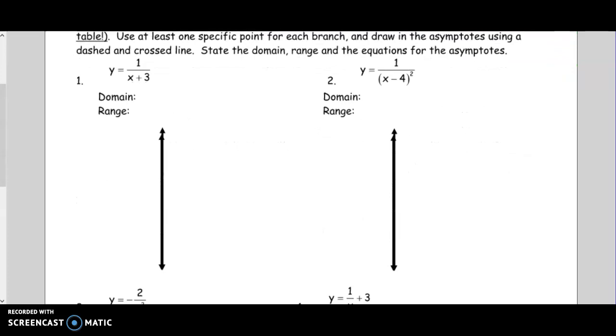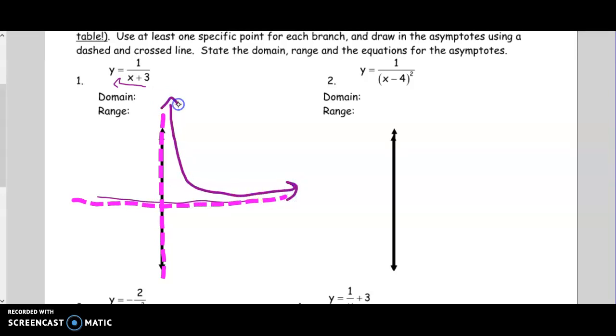So let's look at this one, number 1. It's just going to be the parent function that we previously had, but shifted left 3 units. Your parent function had a horizontal asymptote there, a vertical asymptote there, and the parent function did something like this. Domain, all reals except 0; range, all reals except 0.